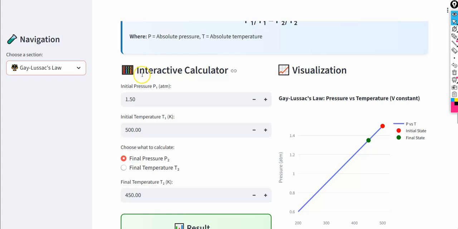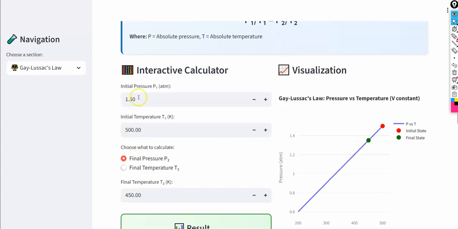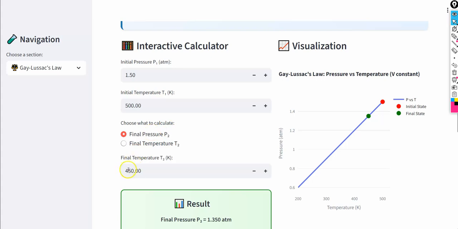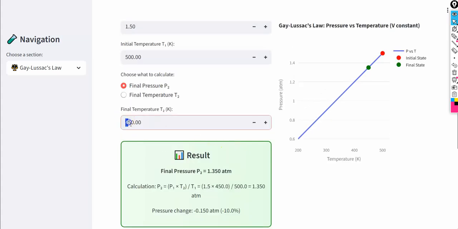So here is again the interactive calculator. Remember, this is at constant volume. Now the initial pressure and temperature are given, suppose 1.5 and initial temperature 500. If you want to calculate the final pressure, you have to supply the final temperature. Here the final temperature is 450. Based on that, P2 is 1.350. Now you can change it to 600, and it will change automatically. Okay, and again if you put some 250, you will get that.